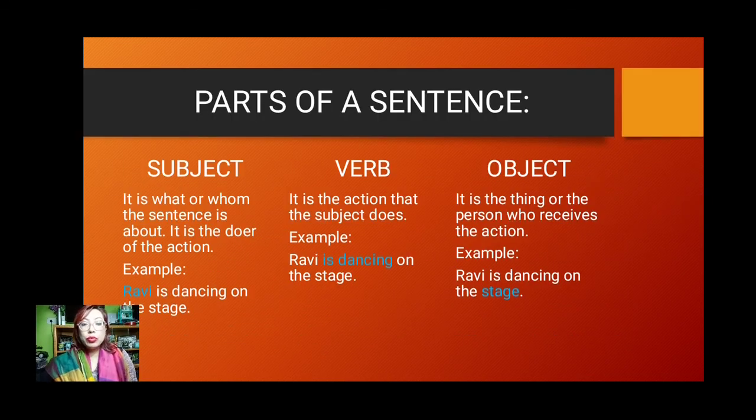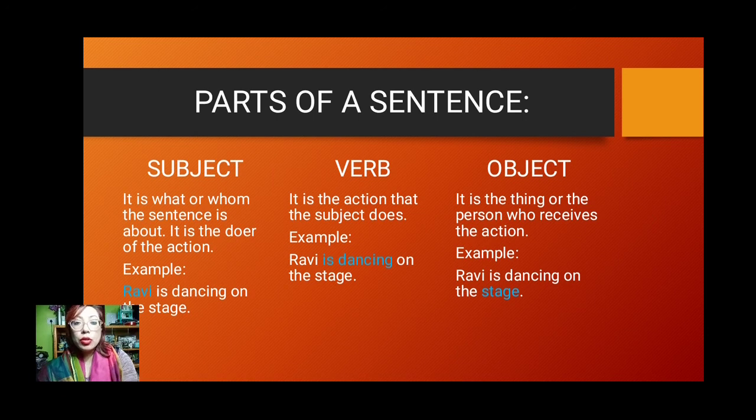First and foremost, students, how many parts of a sentence are there? There are basically two parts in a sentence, the subject and the predicate. And we also know that under a sentence, there are three things which we can find. Which are those three things? Just to recall what you have done in your third standard, that is subject, verb, and object. Right, now let us recall what a subject is.